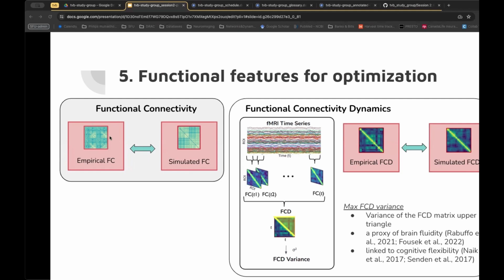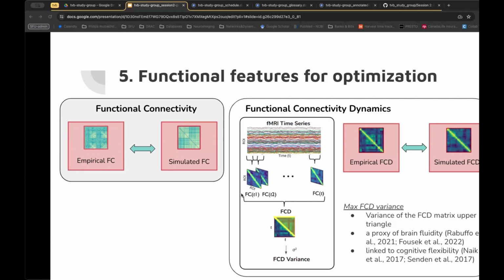Previous studies that have used that approach, fitting the static FC matrices, have been found to result in simulated network dynamics that are less realistic compared to approaches that maximize the idea of switching behavior or metastability in the simulated data. This switching behavior is essentially the max FCD variance value that we discussed. So I'll very quickly go over it once more.